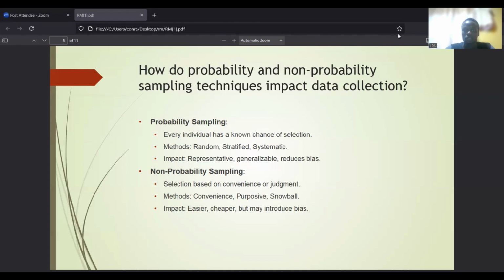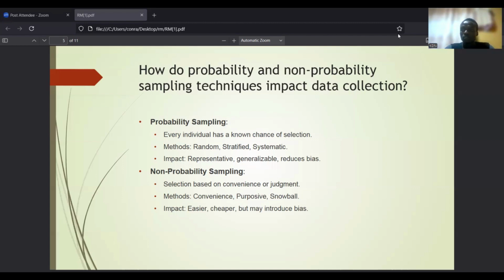The impact we have is that it's representative because the members in the population being assessed have equal chances of being selected. Then it's generalizable since the information is gathered from a wide number of people. Then it reduces bias as well due to the randomness.